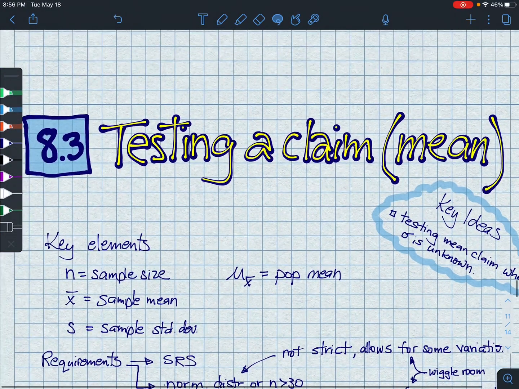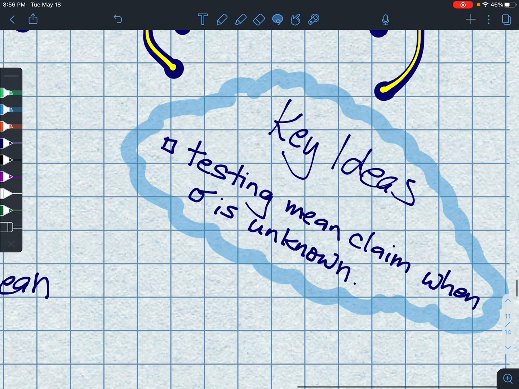All right, 8.3, testing a claim regarding the mean. This should be a short lesson. We have one big idea. We're testing the mean when sigma is unknown.